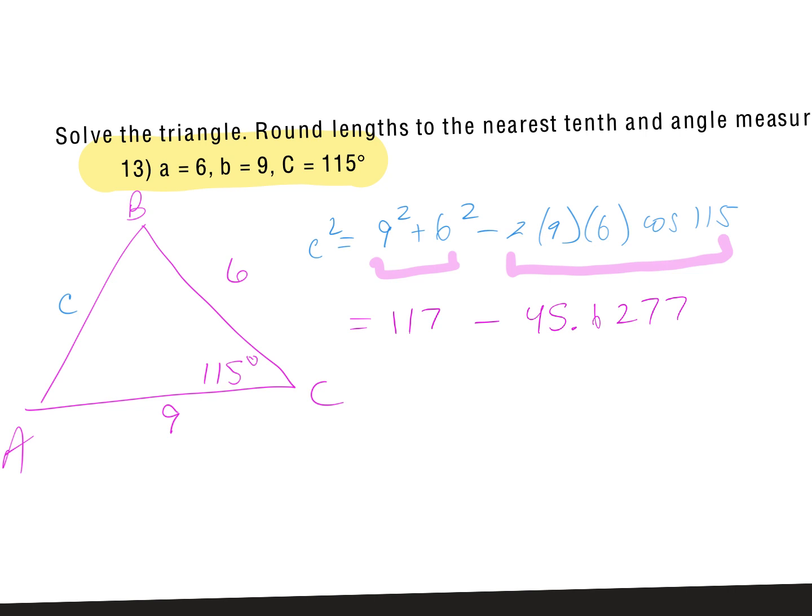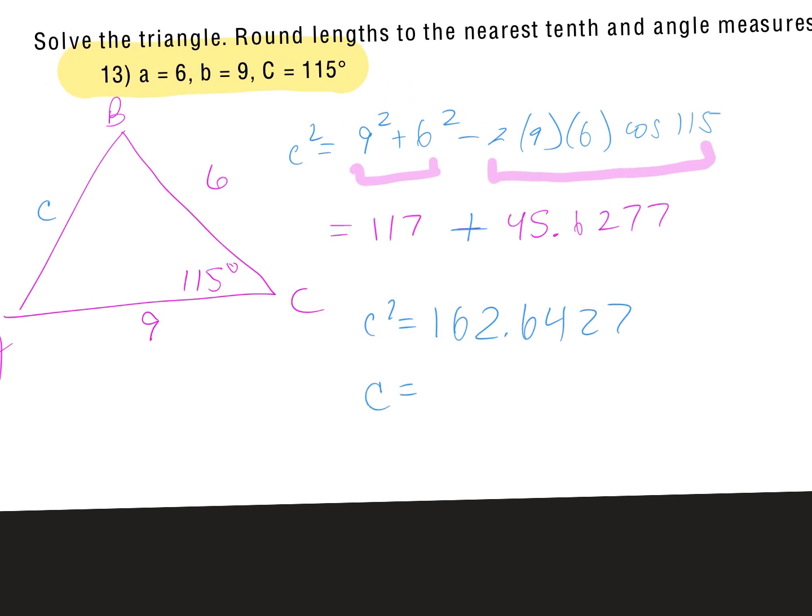45.6277. But guys, think about it. It's minus that. So minus a negative is really what? Plus. If you do it all in one step, that's fine. But if you don't, make sure that you realize there's a negative sign there. So if that value is negative, then you have minus a negative, which would make it a plus. So if I add 117 to that, I get C squared equals 162.6427, something like that.